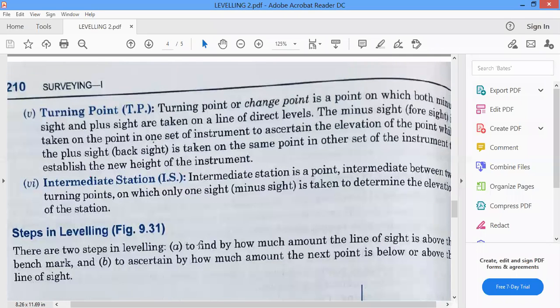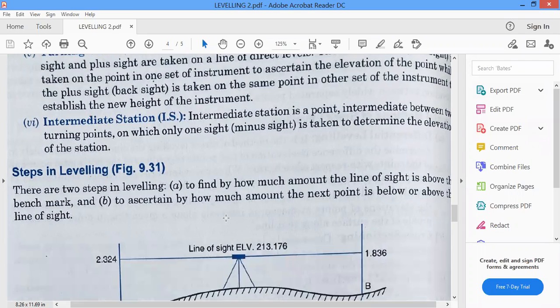Next, you have intermediate station. So intermediate station is the point intermediate between two turning points on which only one side is taken to determine the elevation of the station. So if before changing the instrument, all the readings you take are called intermediate sights, or you can call it intermediate station. How to perform the experiment and how to note down the readings, we will study in the next section.